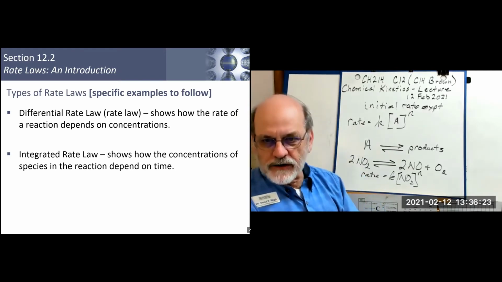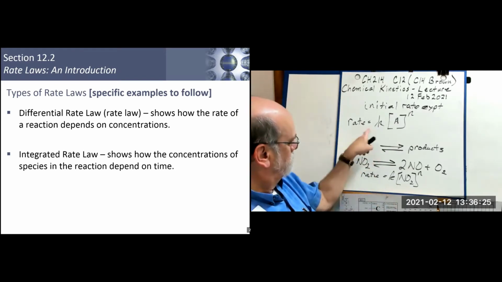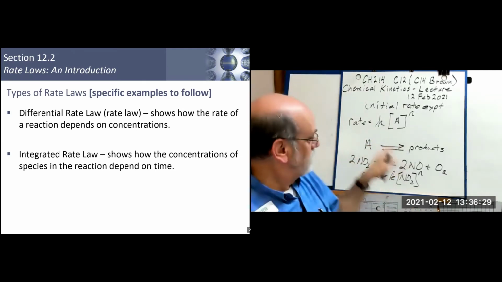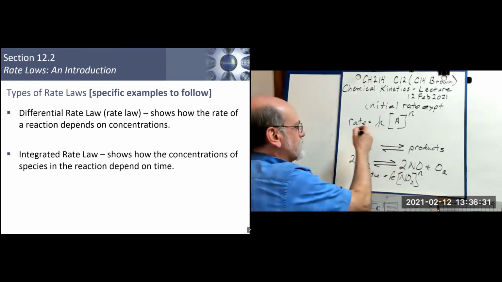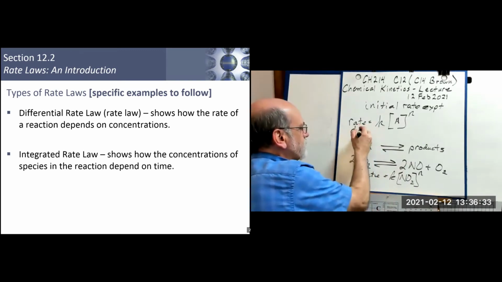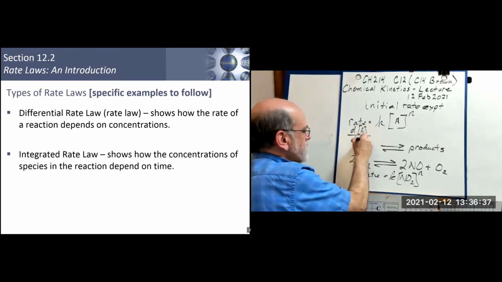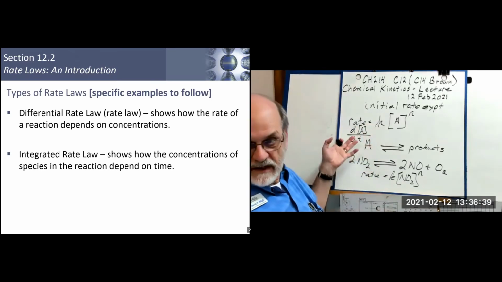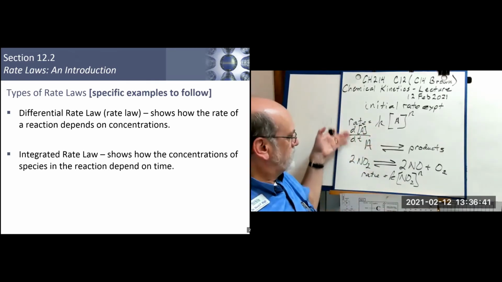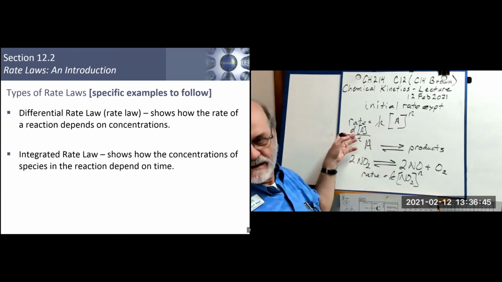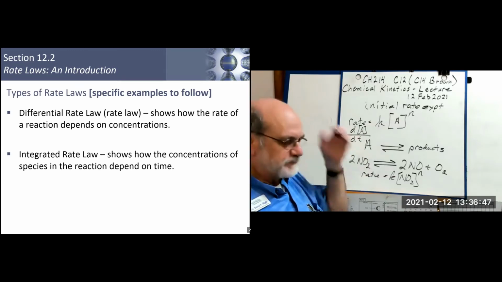The differential rate law is the one we just wrote, right there. That tells you the rate. It's like dA versus dt would be the differential expression for our rate, or delta A over delta T.